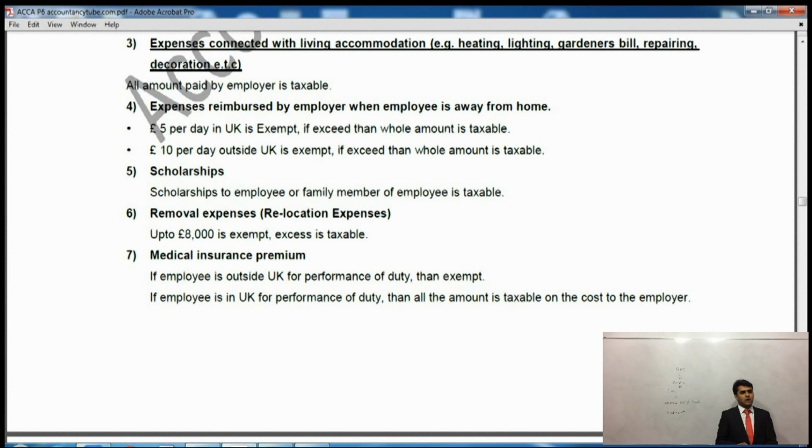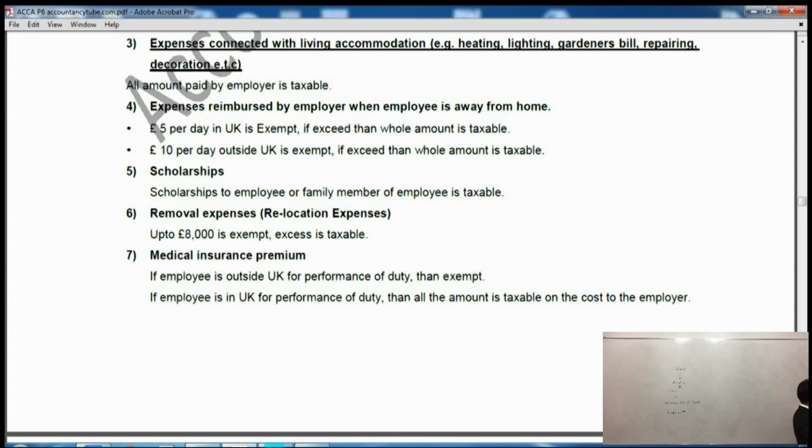Expenses reimbursed by the employer when the employee is away from home. Say for example, if you're required to go to an audit from London to Manchester, for tax purposes or for your accountancy practice purposes, then if the employer gives you a per day allowance to buy food or something else, and the employer is giving you £5 per day, then it is exempt. If the employer is giving you more than £5, then the whole amount will be taxable. That's what it says here. Expenses reimbursed by the employer when the employee is away from home. You are going from London to Manchester in the same country. £5 per day in the UK is exempt. If it exceeds, the whole amount is taxable.